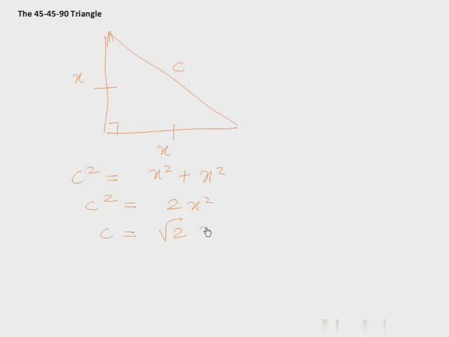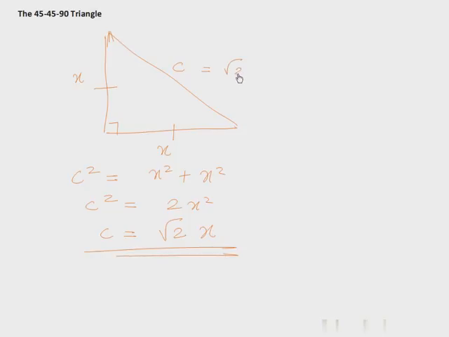The other important triangle is the isosceles right triangle. Two sides are equal. The equal sides have to be the bases because the hypotenuse is the longest side. So these two sides are equal. So if one is x, the other is also x. Let's find out the hypotenuse. C square is equal to x square plus x square. C square is equal to 2x square. C is equal to root 2x, taking square roots.